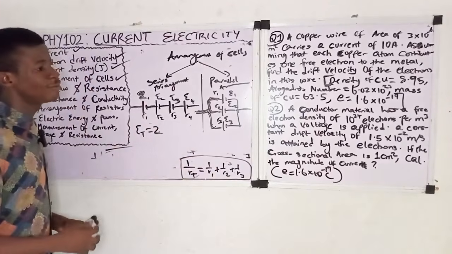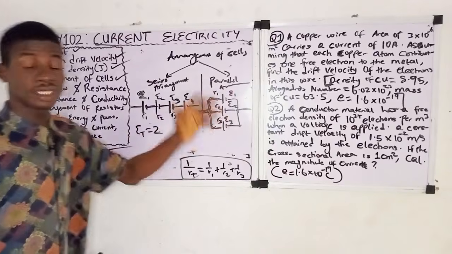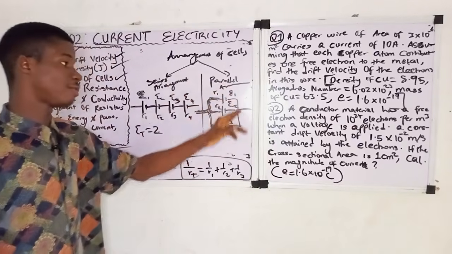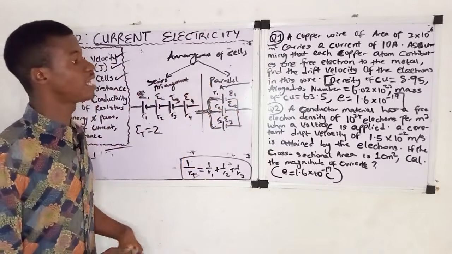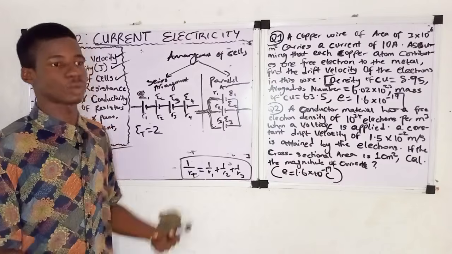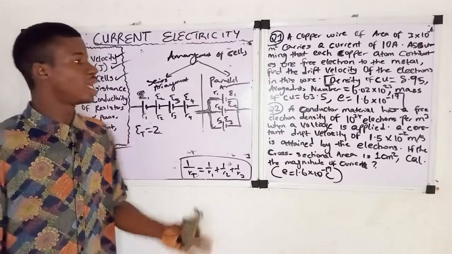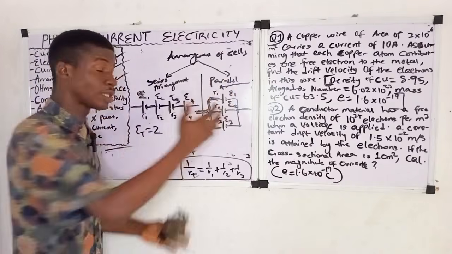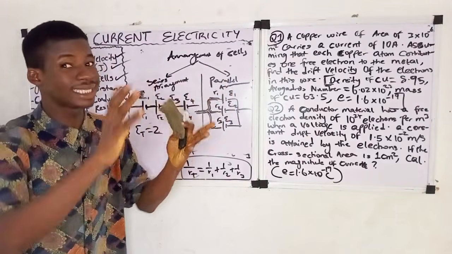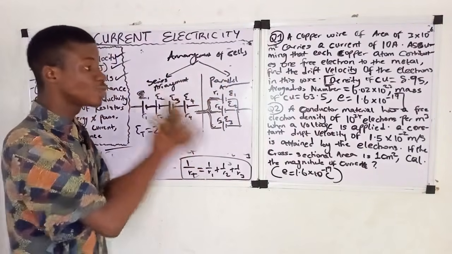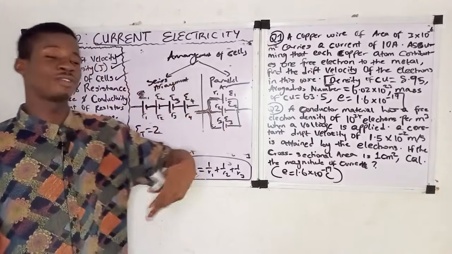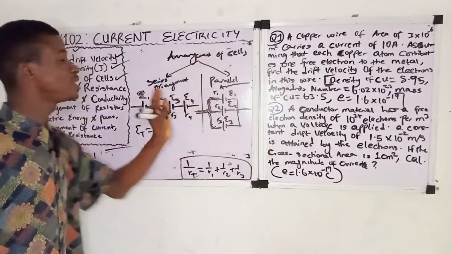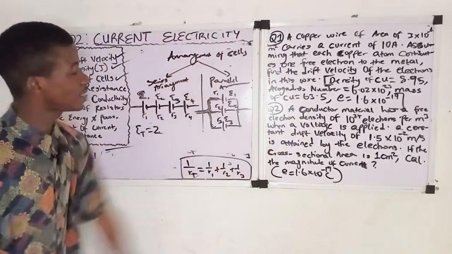Then what about if the cells are not similar, that is, if the EMF are not the same? Which formula are we going to use? Now, if the cells are not similar, that is a complex DC circuit. To solve such a question, to solve the EMF, we make use of Kirchhoff's rule, which will be in another class video. Okay, so that is just it.